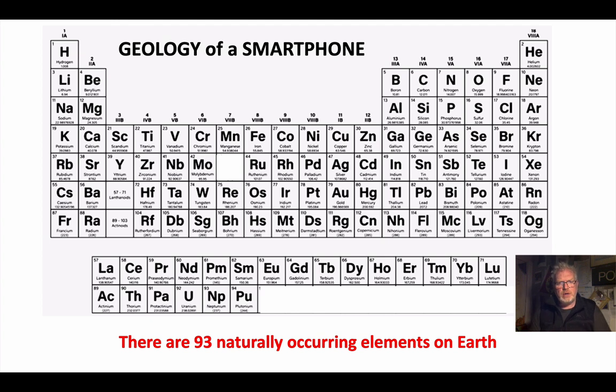What I'd like you to do is go through that diagram and highlight all of the elements that are used to make a smartphone. Once you've done that, can you work out the proportion, the percentage of the periodic table that you're actually carrying around in your pocket? So, press pause now and have a go at that task.